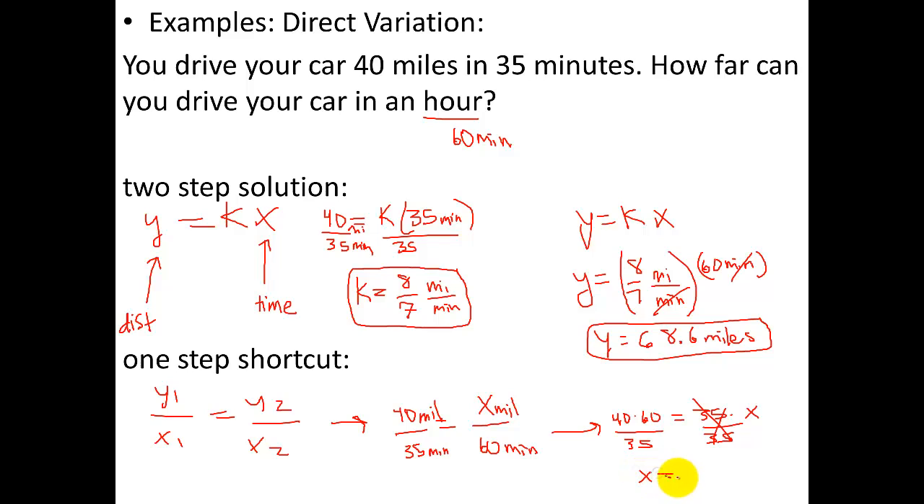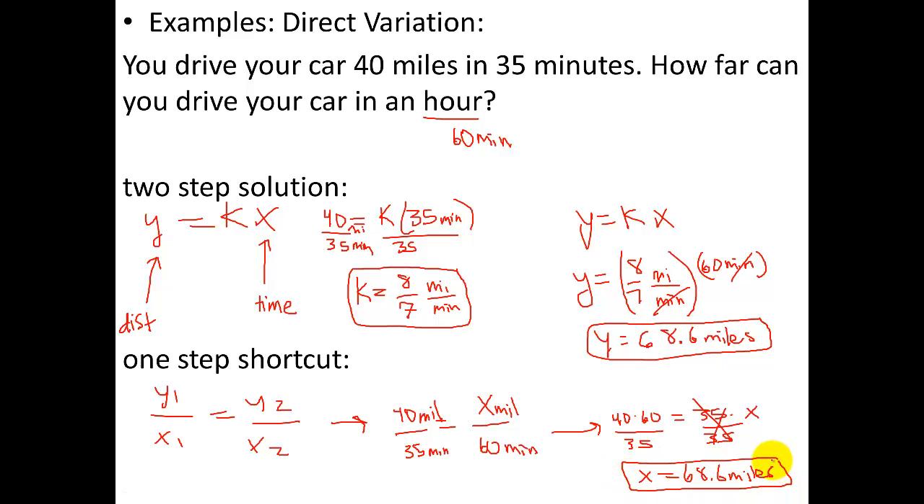In any event, if you multiply 40 times 60 and you divide by 35, I'll check it, just to make sure. It's good to double check. 40 times 60 divided by 35 on my calculator. And of course I got the same answer, 68.6 miles. So there's two ways you can do these.